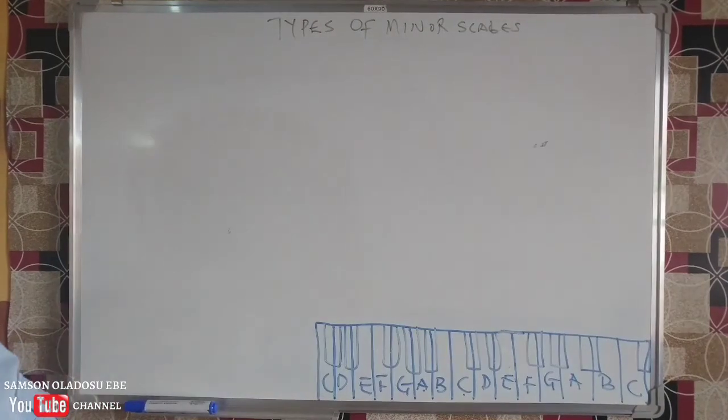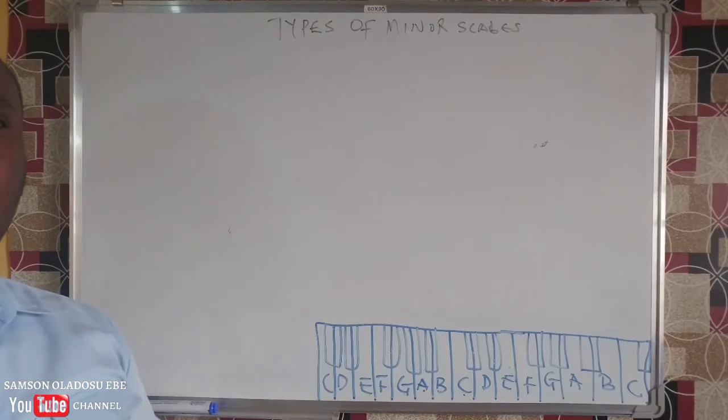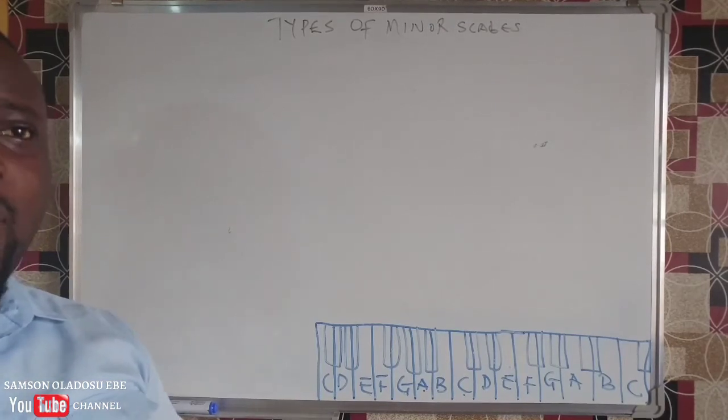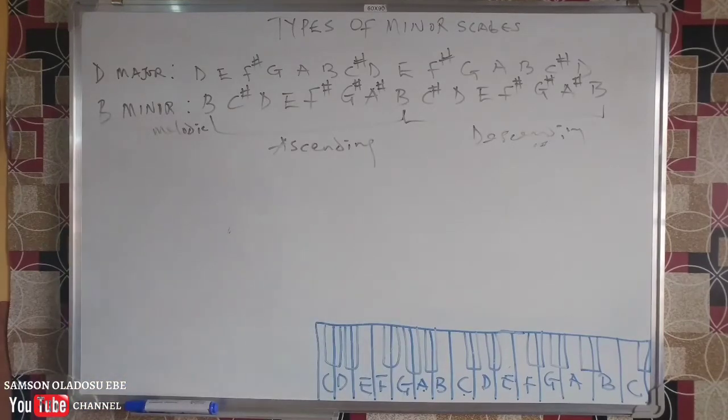scale. In the case of the melodic minor scale, the 6th and the 7th degree of the scale are raised while ascending, but they return back to natural notes while descending. So it is only the 6th and the 7th degrees that you will raise while ascending the scale, but while descending the scale, they return back to their natural notes. So these are the 3 types of minor scales that we have. All right, you can do them and get them for as many times as you want to do it. It's as simple as just what I've explained now.